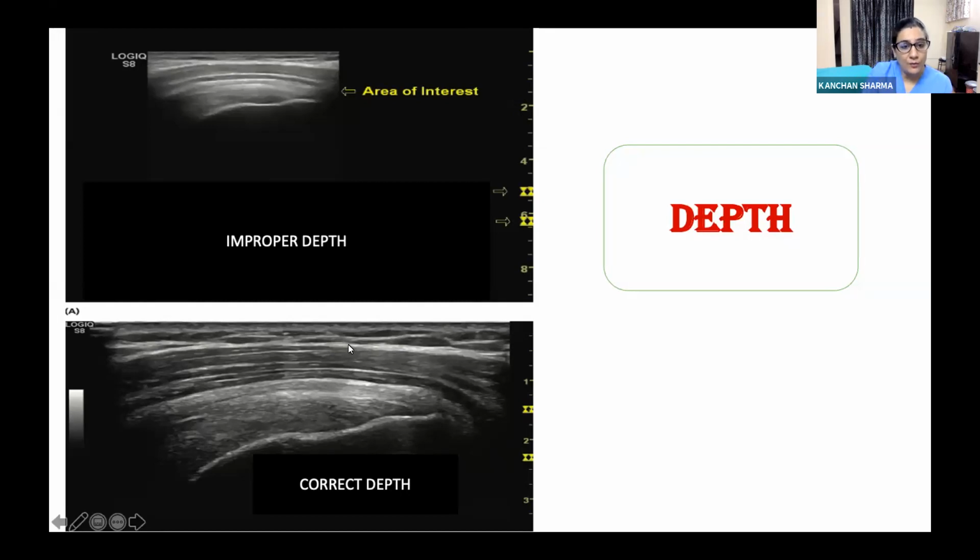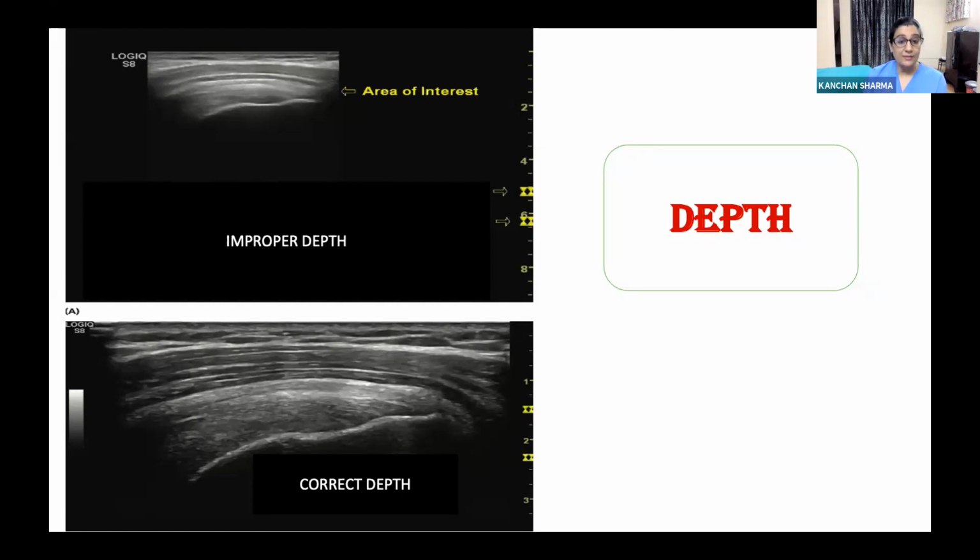So if I want to examine this structure with ultrasound and I have set my depth to 2 centimeters, now you see how much dead space there is. And if I have to do an intervention with this small structure, it would be very difficult for me, right?